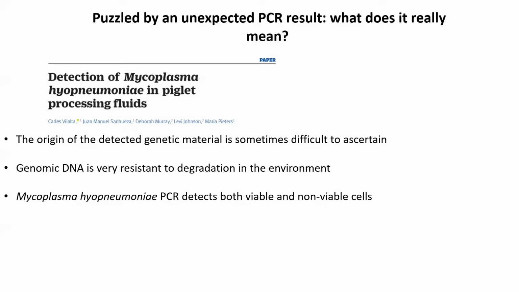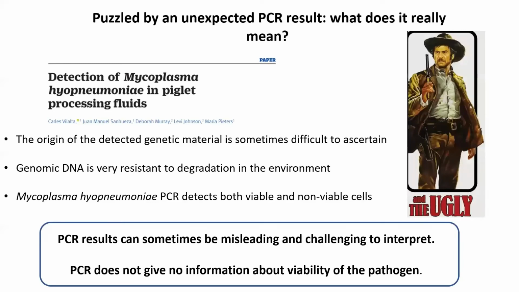So we know that the origin of the detected genetic material is sometimes difficult to ascertain. And this is probably because DNA is very resistant to degradation after the pathogen is no longer viable or alive. Therefore, since Mycoplasma hyopneumoniae PCR targets DNA, it detects both viable and non-viable cells. That is mycoplasma that is alive and mycoplasma that is dead. So you see that Mycoplasma hyopneumoniae diagnostics are not always straightforward, and things can get a little bit ugly. So here we have the ugly of the movie, as results can sometimes be misleading and difficult to interpret. Again, one of the main pitfalls that PCR has is that it does not provide any information about the viability of the detected pathogen.